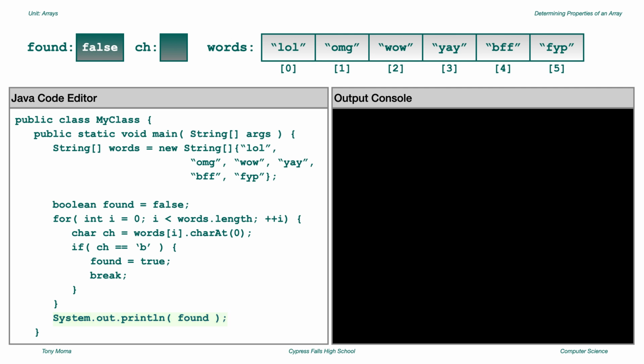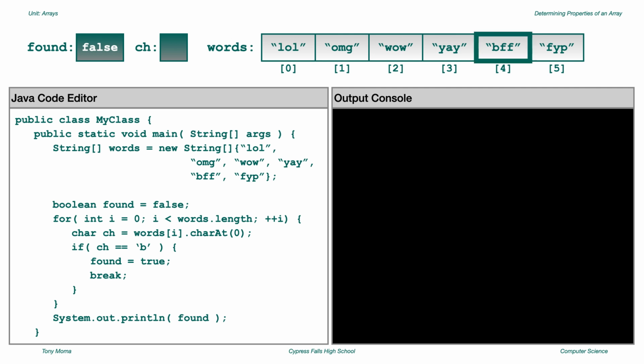So let's illustrate the behavior of our for loop on our array. Once again, we start at i equals 0. We pull out the first character, check to see if it's equal to b. If not, nothing happens. We go to i equals 1, pull out the first character, store it in ch, check to see if it's equal to lowercase b. It's not, so nothing happens. Next, i equals 2. We pull out the first character, store it in ch, check to see if it's equal to lowercase b. It's not, so nothing happens. Next, i equals 3. We do the same, and nothing happens.